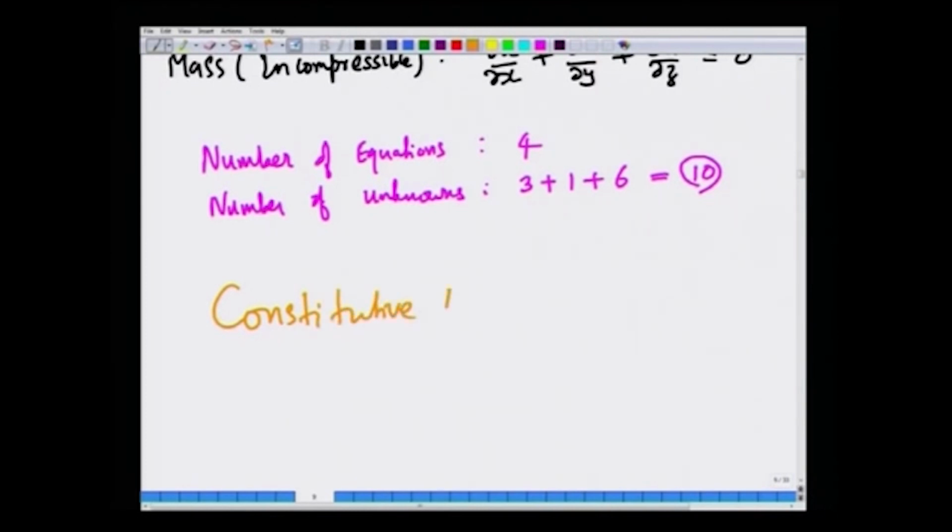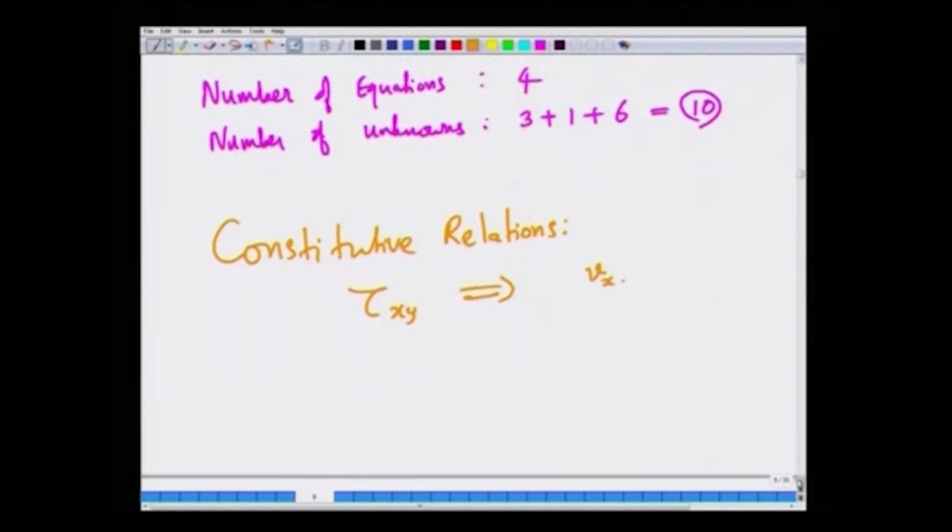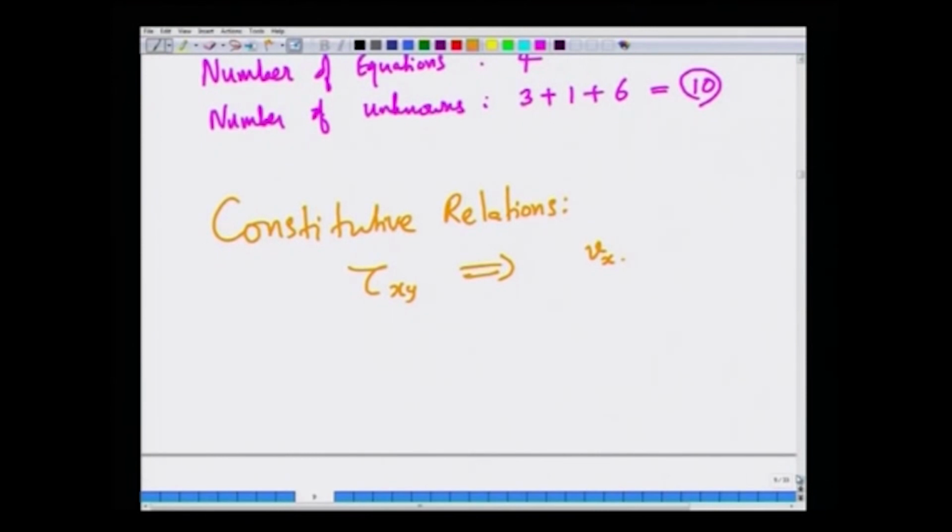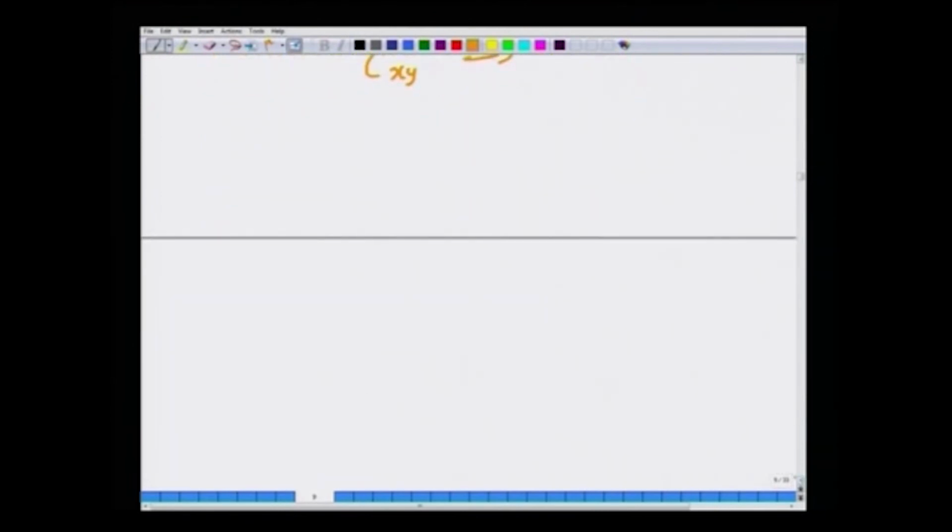The constitutive relations relate the stresses, the various components of the stresses, to the velocities. So, we need that relation in order to be able to say how a given substance is going to respond. Now, in order to do this, let us take a very simple context.